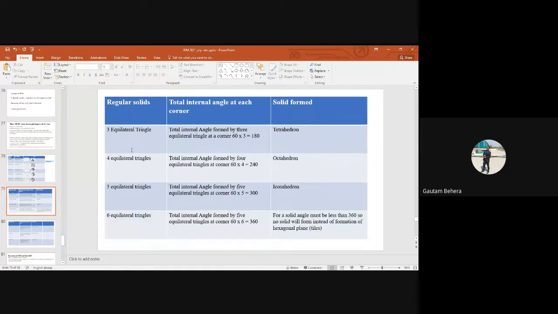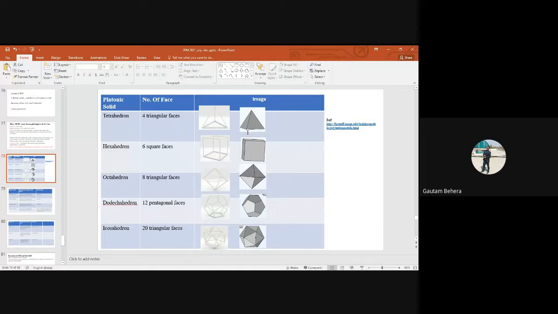Now this is also a very interesting slide. You can see regular solids. Suppose I am taking 3 equilateral triangles. Just have an imagination right now. Suppose you meet them at a corner point, at the vertices point, right? Just imagine the three equilateral triangles are meeting at a point like this. Consider this point, for example. This is one triangle, this is another triangle, and at the bottom another triangle will be there, right? They're meeting at a point, right?